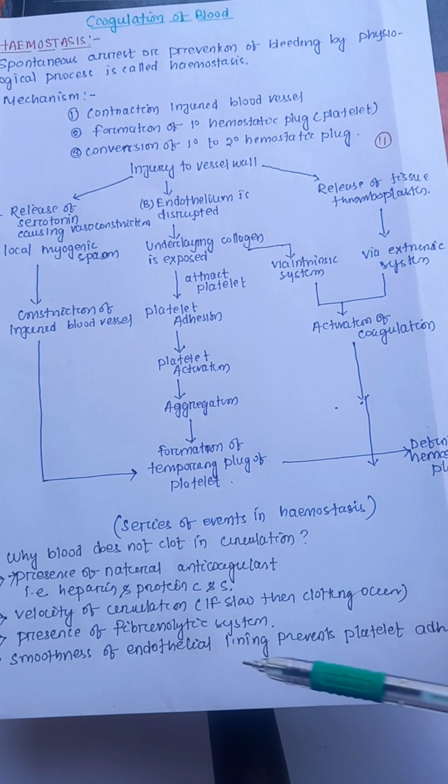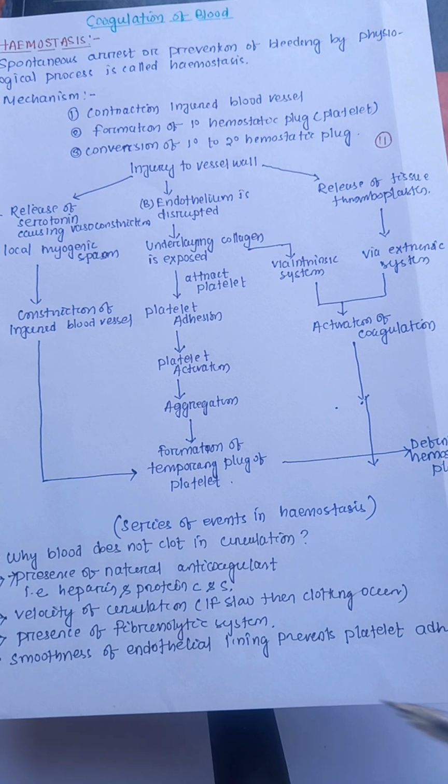Okay, presence of the fibrinolytic system. If there is excessive fibrin deposition in the blood vessels, it may cause intravascular coagulation, so that is prevented by the fibrinolytic system. The fibrinolytic system is nothing but: there is an enzyme called plasminogen, which is converted into plasmin by tissue plasminogen activators, and that plasmin breaks down the excess fibrin. That is the mechanism of the fibrinolytic system, one of the most important mechanisms of our body to prevent intravascular coagulation.